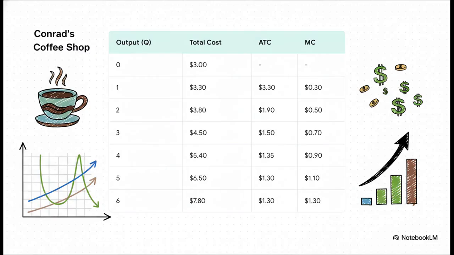Let's really get into the numbers here for Conrad's Coffee Shop. Look at the row for 2 cups of coffee. The total cost is $3.80. So how do we get the average total cost, the ATC?